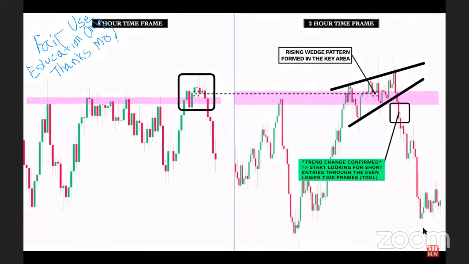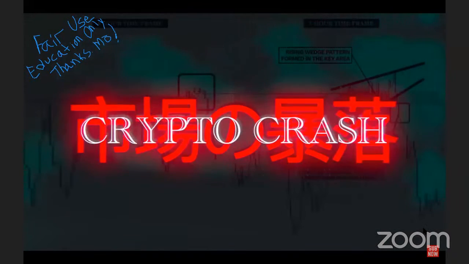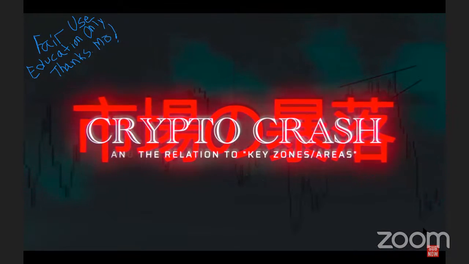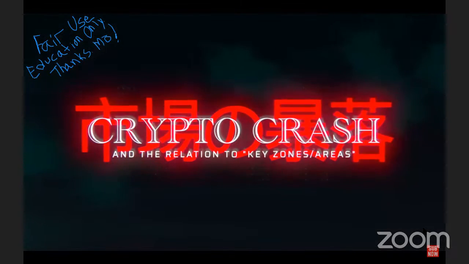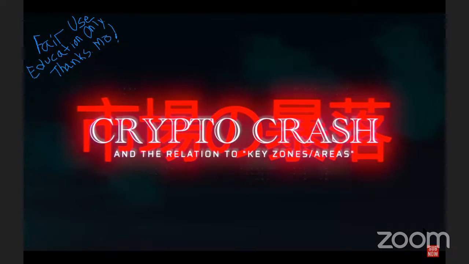Now, while on the topic of imperfect trading and trading zones and areas, we want to show you something interesting that occurred on Bitcoin before it crashed.